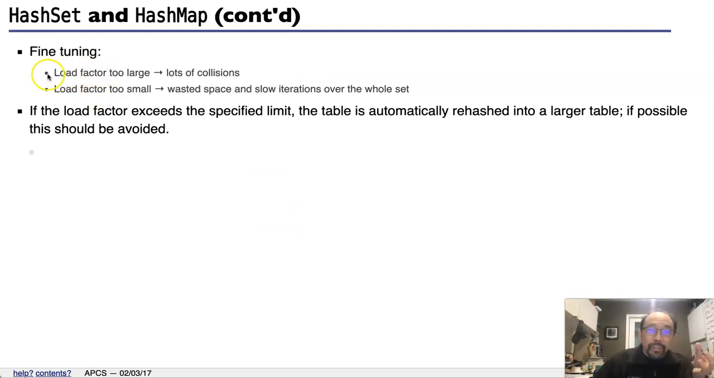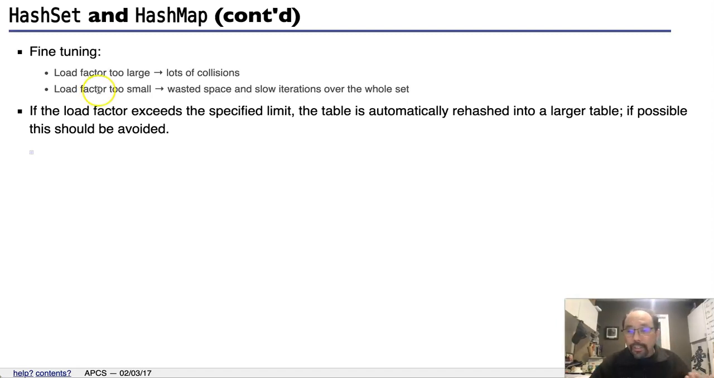Now, we want to make sure that the load factor isn't too big or too small. If the load factor is too large, we get lots of collisions. So if our load factor is 5, that means every time we're going to have to continue searching to actually find the element. If the load factor is too small, that means we're wasting a lot of memory. We have a huge lookup table, but we only have a handful of elements actually stored inside the hash table.